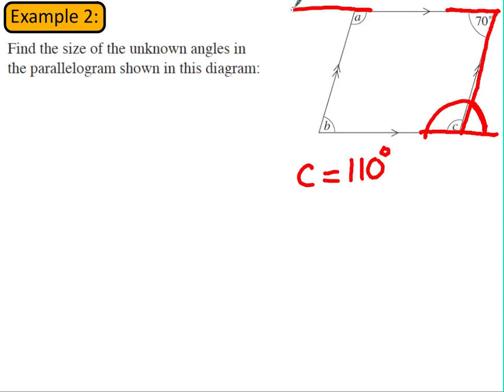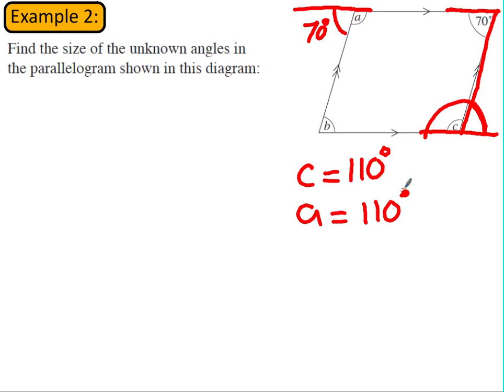If I continue that line on, we've got the same situation in the top right corner as we do in the top left corner. So that makes this angle here 70 degrees, which makes that A 110 degrees, as angles on a straight line add up to 180. So A is also 110 degrees.